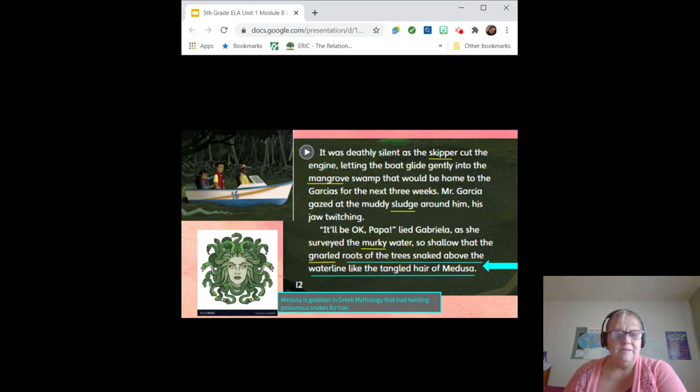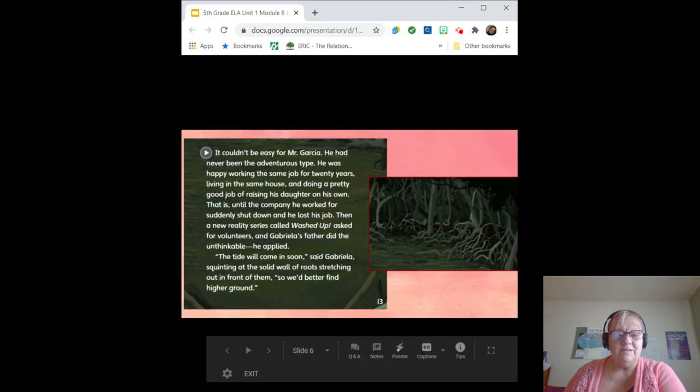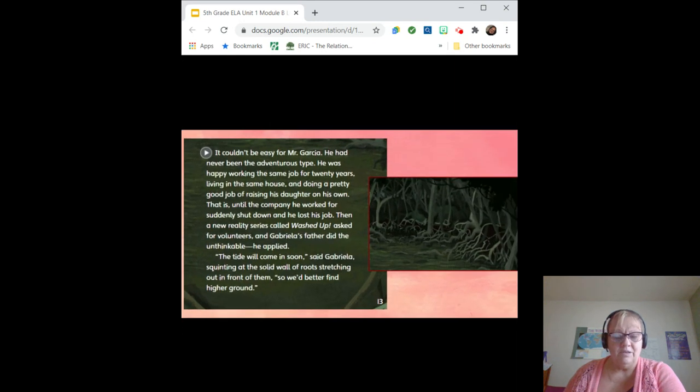I wonder how the Garcias are going to deal with this. And how is the Garcias' environment about to change? And how will they deal with that? What is in the environment? What in the environment is causing it to change? The swamp setting is near the ocean, and so the tide is coming in.